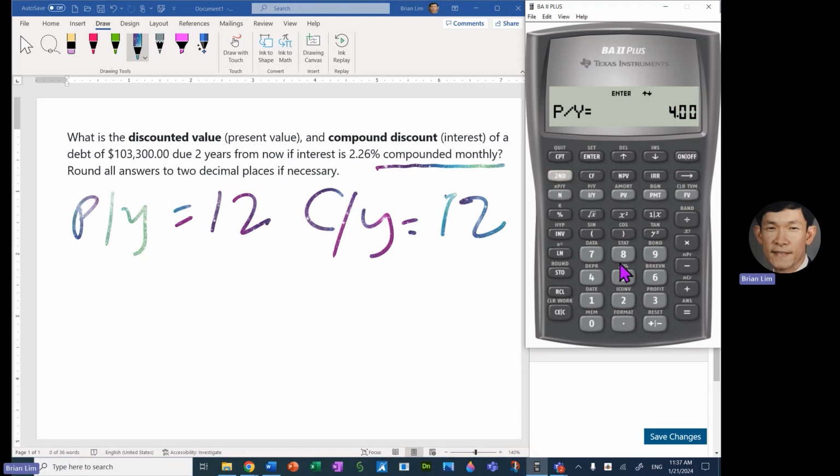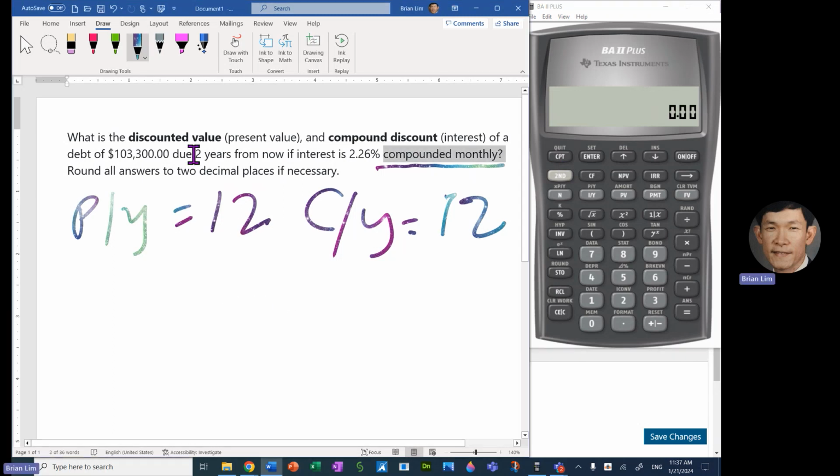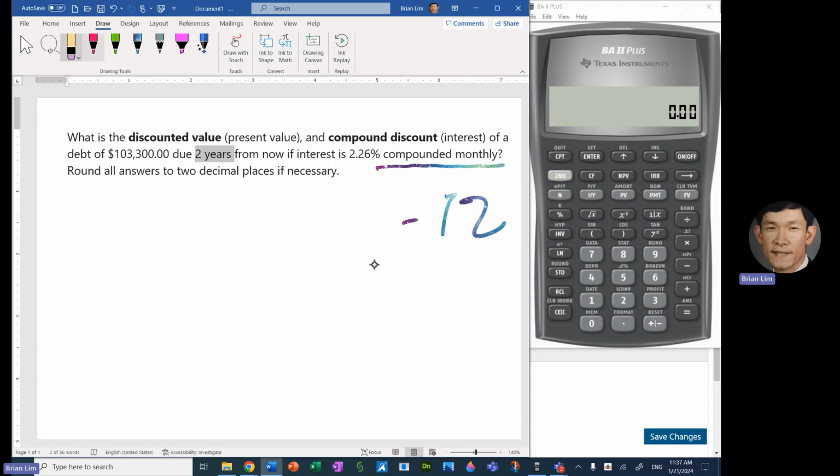Second, IY, CY, we put in 12 and we click on enter. And we go down and see that CY is also 12. So we can quit from there. Now the next thing we have to calculate is N, and we use the number of years to do that. So let's just erase the PY and CY, we finished that.